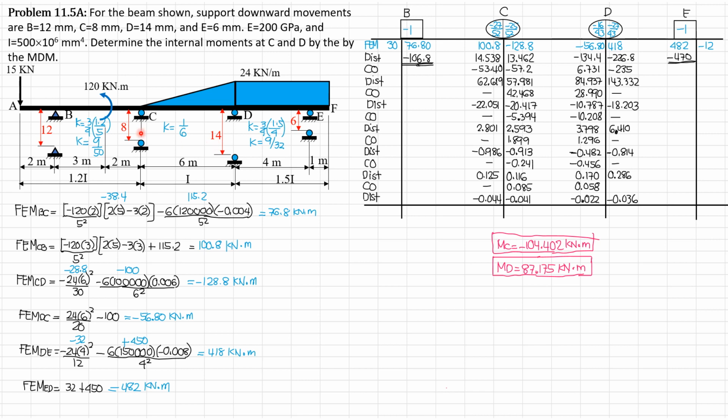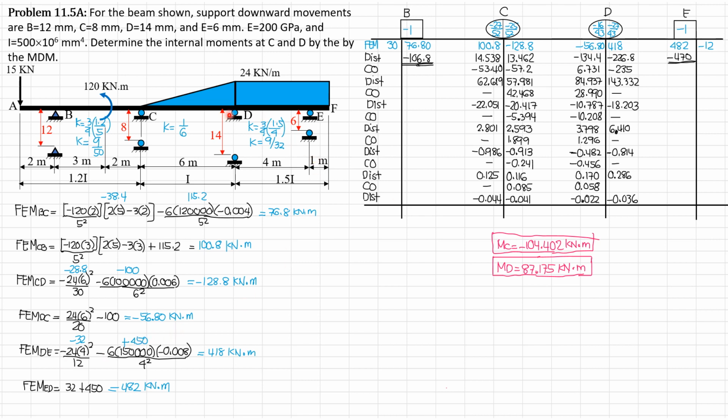And delta is 14 minus 8, 6 mm, so positive 0.06 meter over L², 6². And it is negative 100, so negative 28.8 minus 100 is negative 128.8. Then DC, due to the load, it's positive here at the right, WL² over 20, 24 times 6² over 20, then the side sway moment negative 100, so negative 56.8. So we have negative 128.8 here, negative 56.8 on this side.